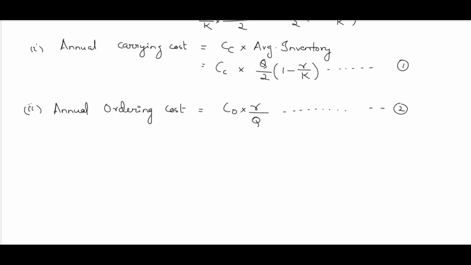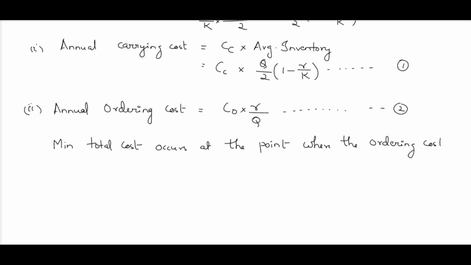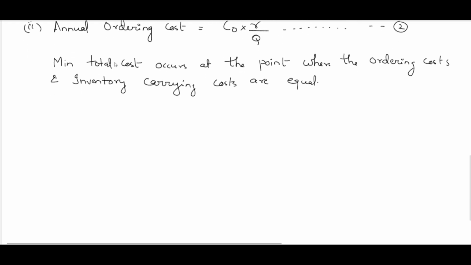And if you remember the basic EOQ model, the minimum total cost occurs at the point where the ordering cost and inventory carrying cost are equal. Our aim is to optimize the cost, that means the cost should be as minimum as possible. Minimum total cost occurs at the point where the ordering cost and inventory carrying costs are equal. So we have to equate equation 1 with equation 2.